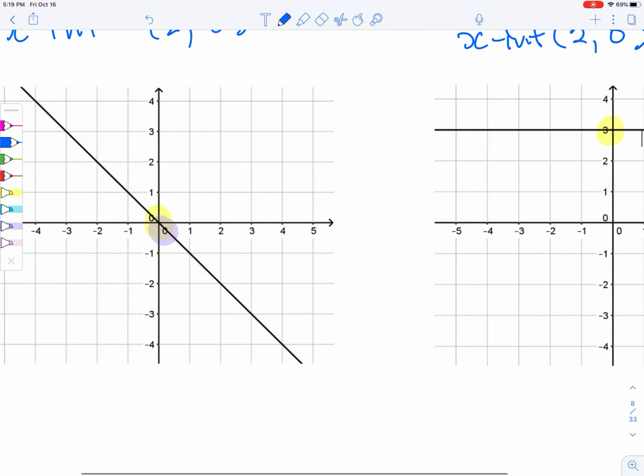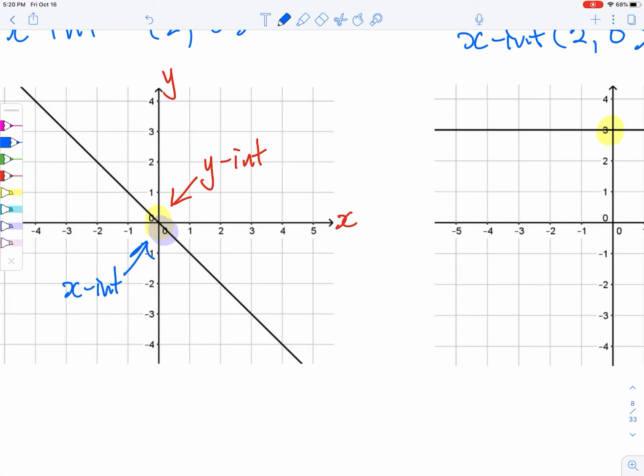Okay, for this question here, they're trying to maybe fool us because it crosses the x-axis and the y-axis at the same point. So right here for this question, this is both the x-intercept and the y-intercept. It's both at the same time. So the x-intercept equals (0, 0), and the y-intercept also equals (0, 0).